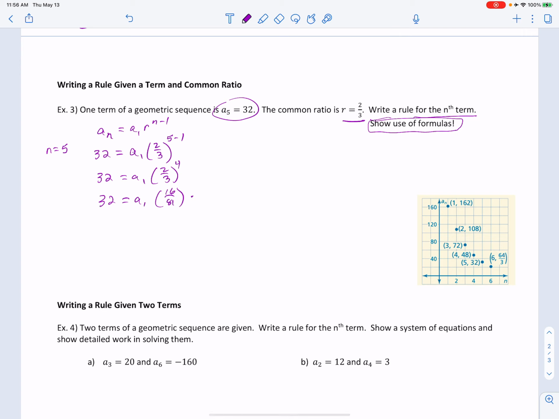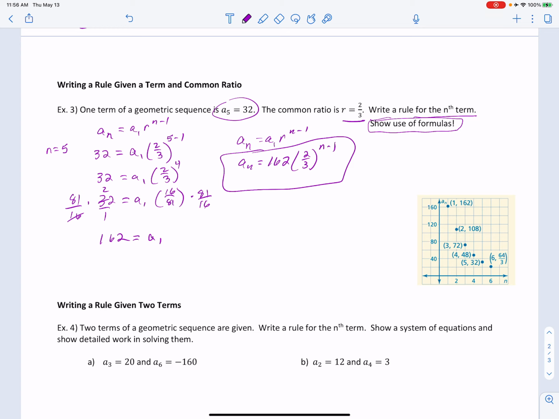So to solve that, multiply by the reciprocal on both sides. This is one way to do that. And you're going to get a sub 1. 16 goes into 32 2 times. 2 times 81 is 162. So the rule, a sub n is a sub 1 r to the n minus 1, that general rule. We now know a sub 1 is 162, and we have 2/3 to the n minus 1. And you've shown use of formulas to get there, all the algebra.